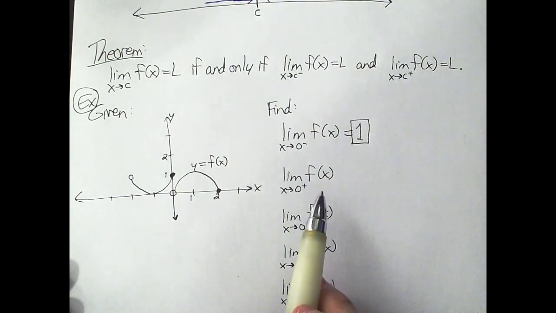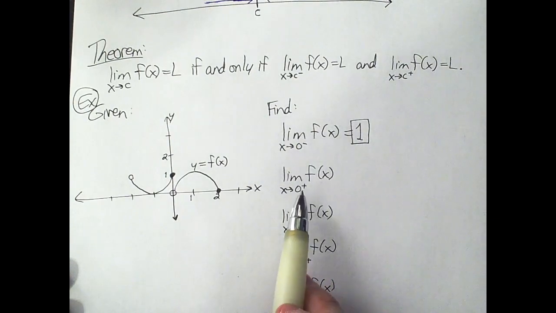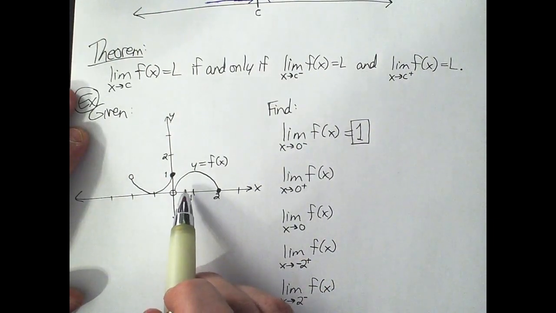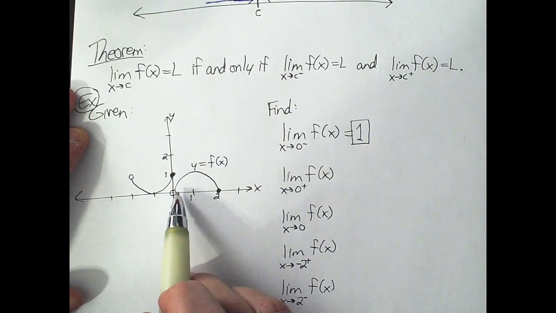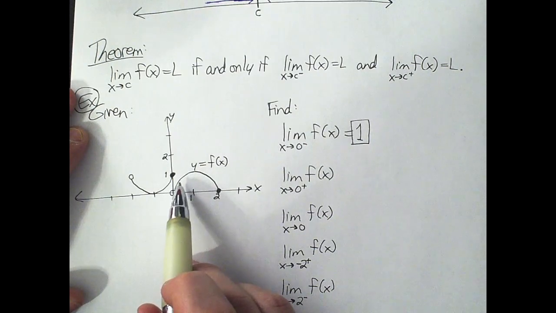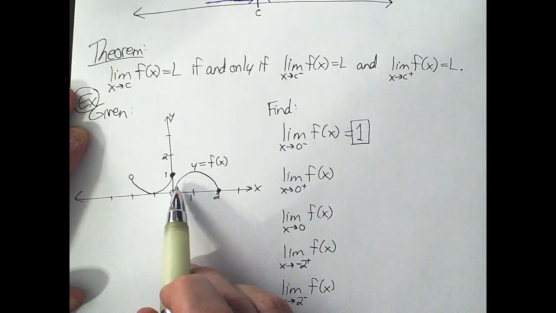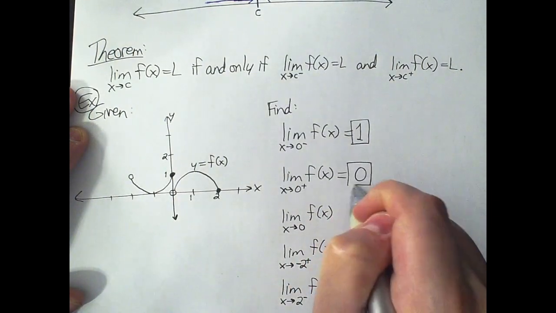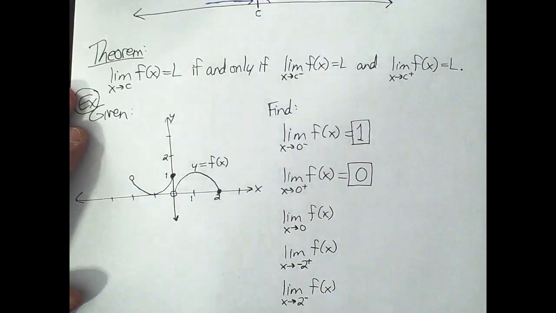The next problem is asking us to approach 0 from the right. So this time we are thinking of numbers like 0.2, 0.1, 0.01. We're getting closer and closer to 0 from the right. We're going down this hill, down towards a height of 0. That's going to be 0.